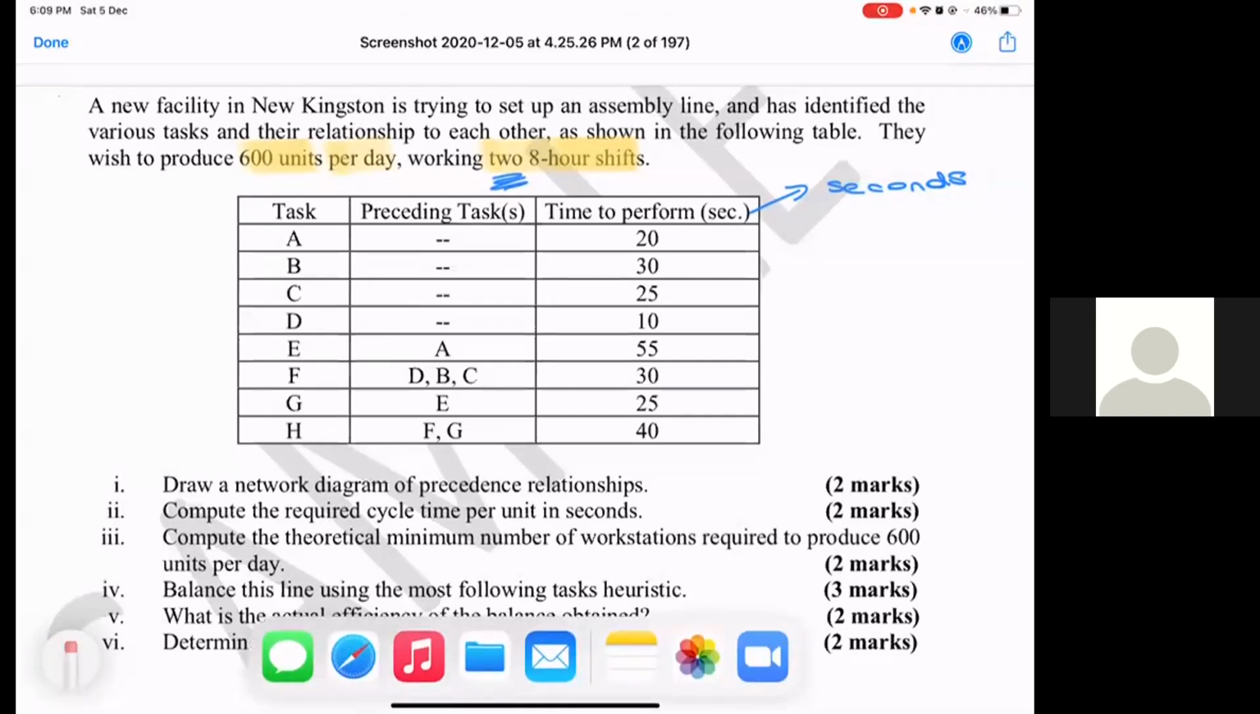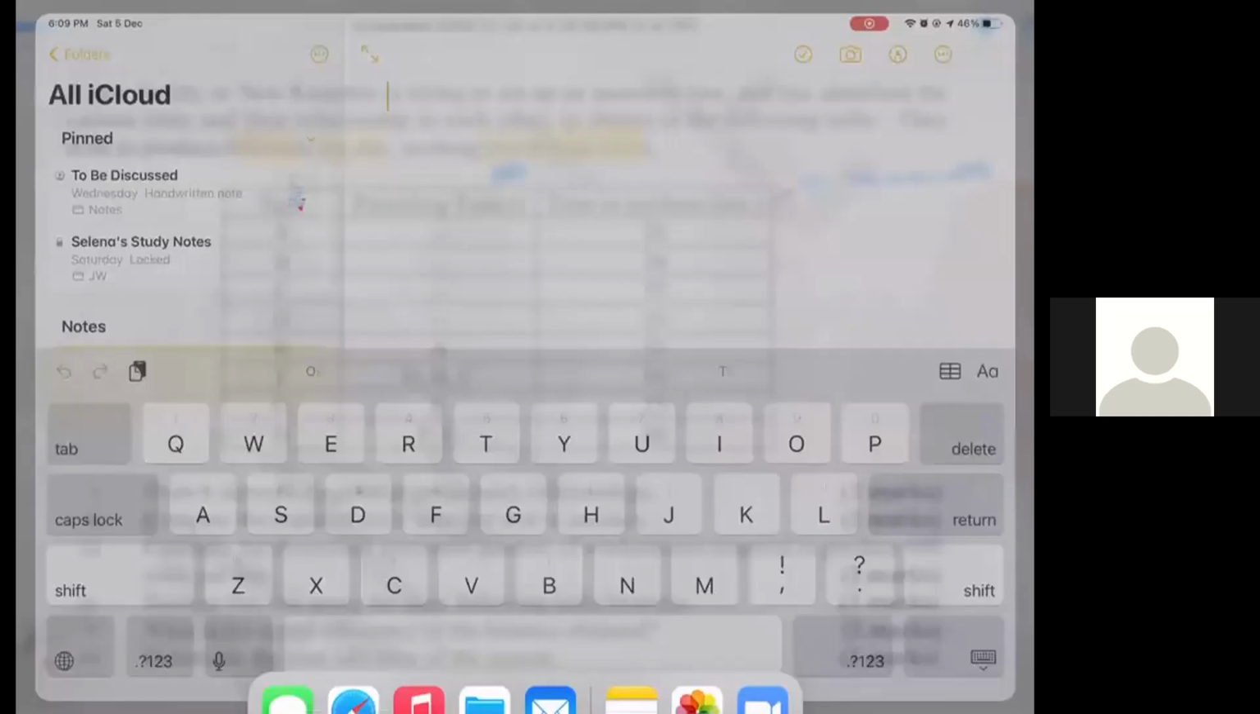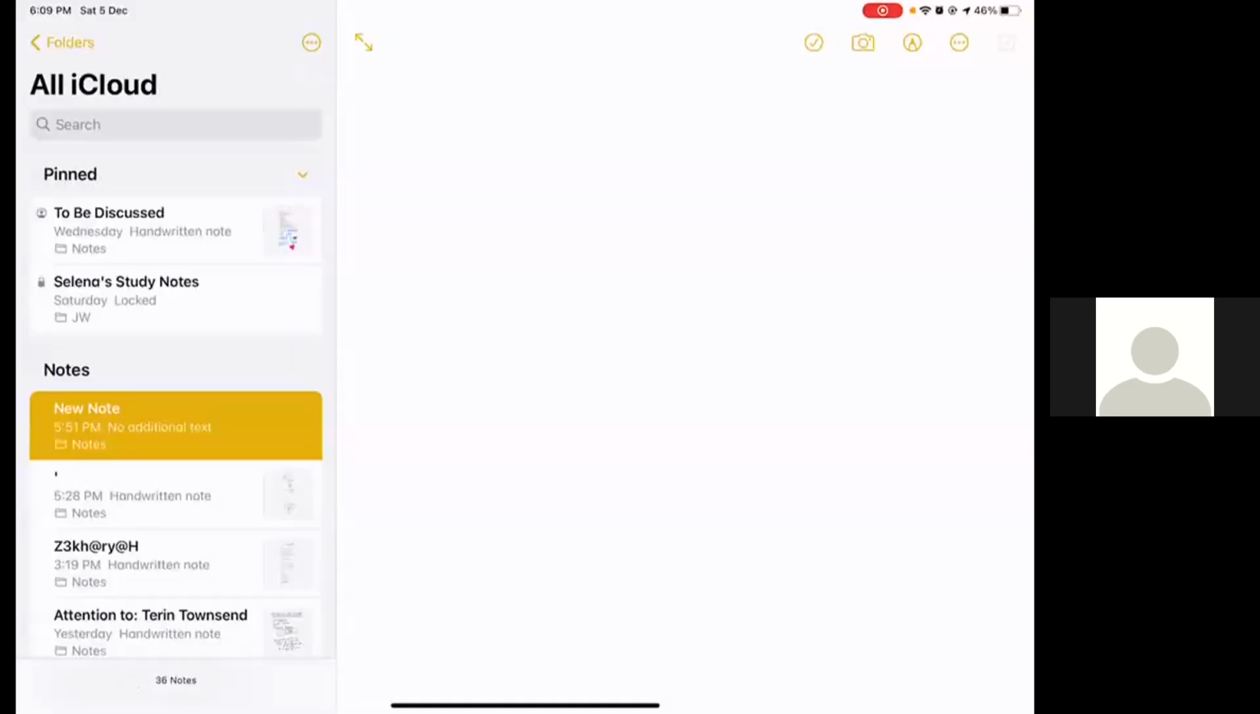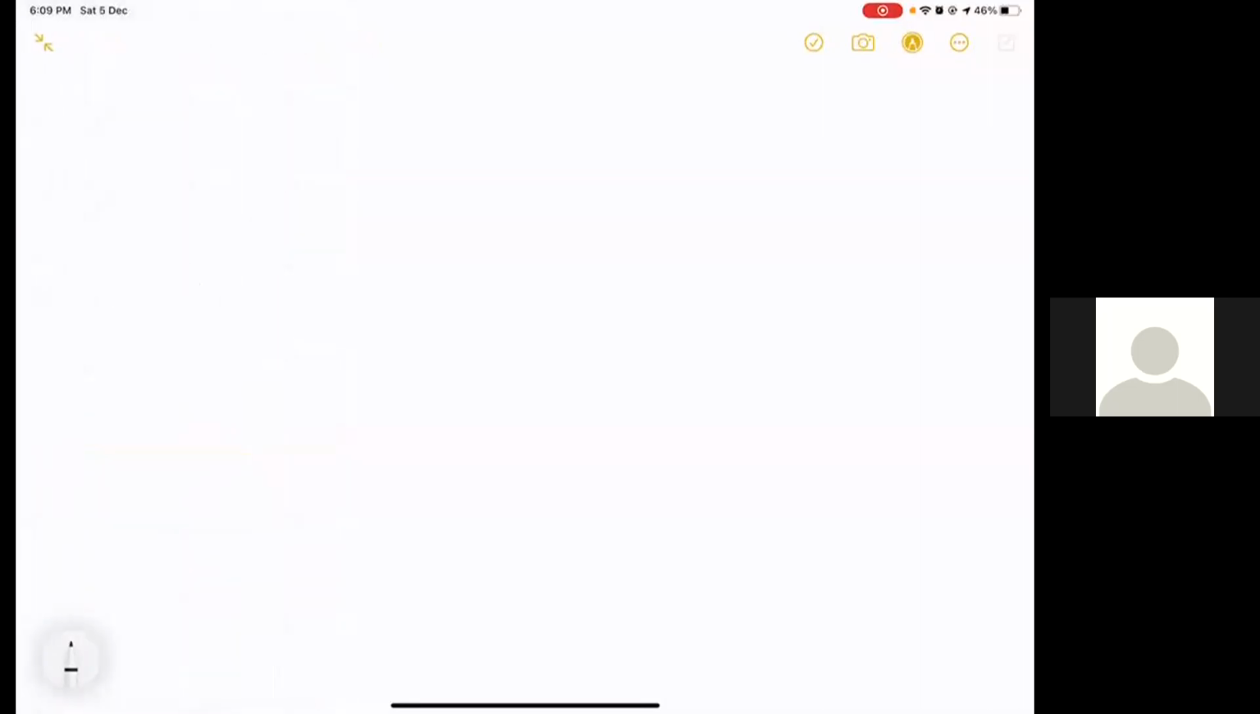So let's draw. Part one of the question asks us to draw the network diagram, so that's what we're going to do first. Looking at the table, the first thing there is task A, and there's nothing before task A. If you look in the second column, you see a dash. That means there are no predecessors. Based on that, first and foremost we draw a start node.